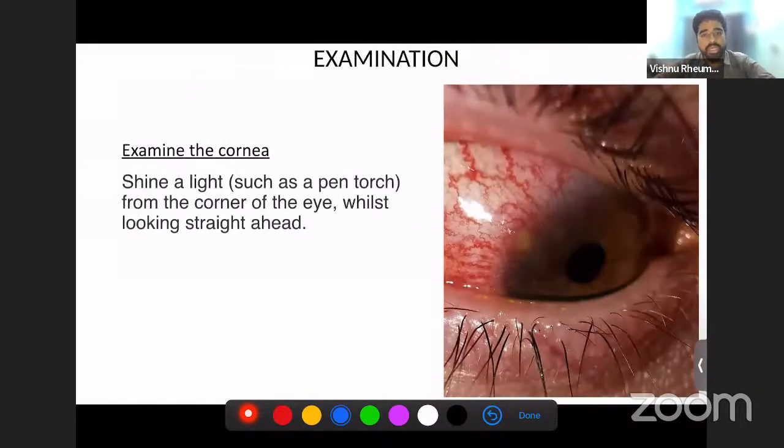Then you examine the cornea. When you examine the cornea, you basically shine a light such as a pen torch, and then you look straight ahead. And if there is a white infiltrate at the superior temporal limbus, right? So this is the white infiltrate that I'm talking about. If there is some white infiltrate-like thing at the superior temporal limbus, and there is marked conjunctival congestion also, as you can see here, this is possibly a patient of keratitis.